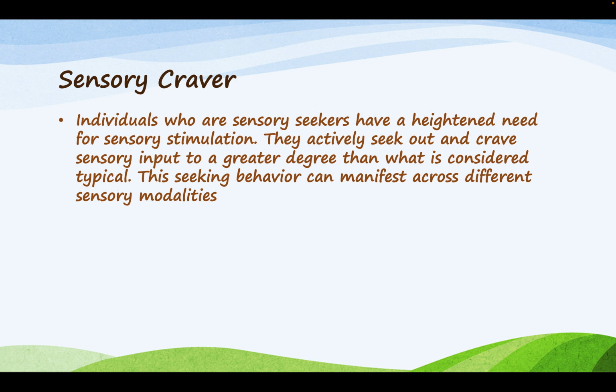So the behavior can manifest across multiple sensory modalities. A sensory craver could be mouthing things if they crave oral input. We tend to notice the vestibular proprioceptive seekers because they're the ones that are crashing in play, climbing the walls, so to speak, or quite literally climbing the walls, jumping off of heights, and just doing things that are downright dangerous. These are our sensory cravers.